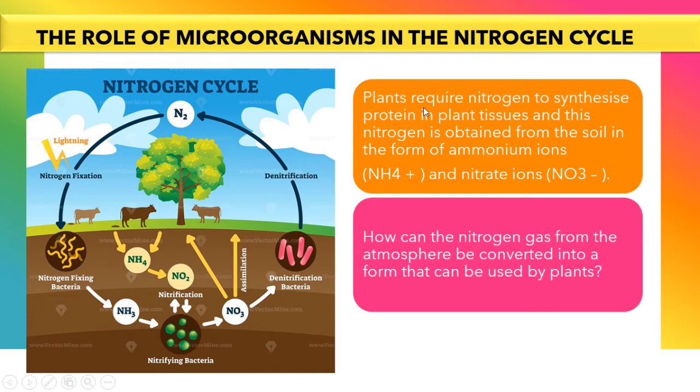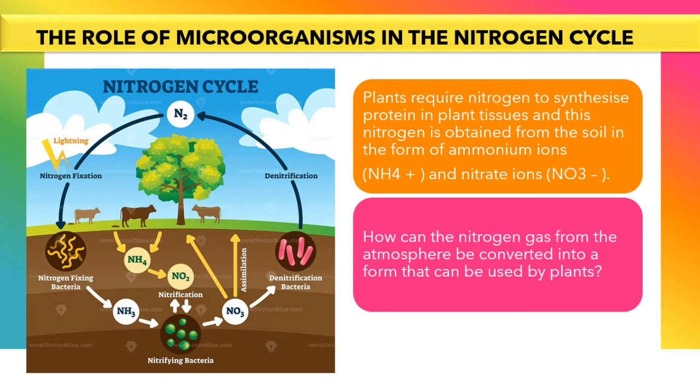Plants require nitrogen to synthesize protein in the plant tissue, and this nitrogen is obtained from the soil in the form of ammonium ions and nitrate ions. So how can the nitrogen gas from the atmosphere be converted into a form that can be used by the plant? Because nitrogen cannot be absorbed directly by plants and animals from the atmosphere. The nitrogen must be converted into ions in the soil.